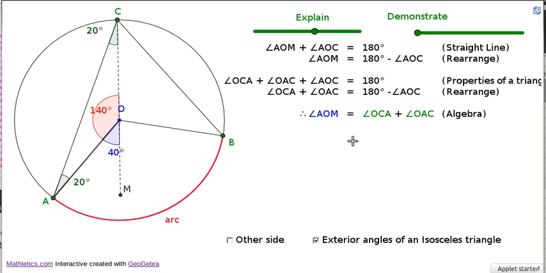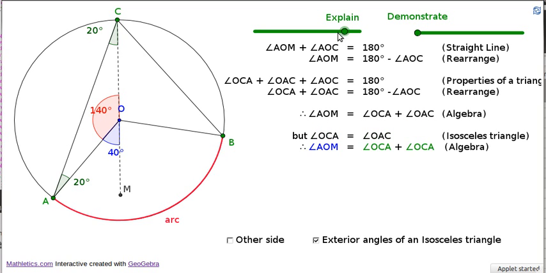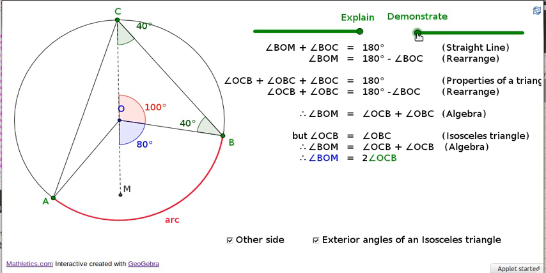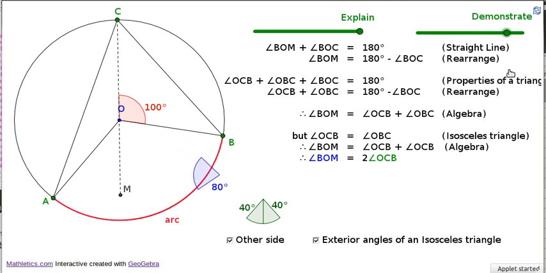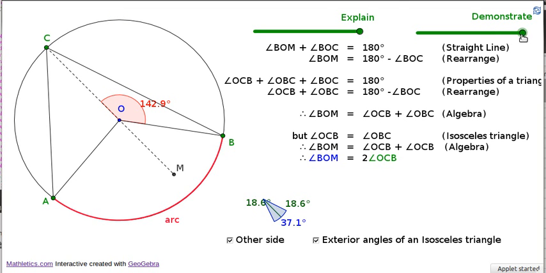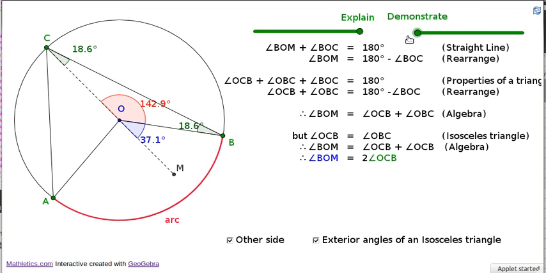So instead of writing OAC, you can say, well, those angles are the same, so you can write OAM is OCA plus OCA, or AOM is 2 OCA, and that holds on the other side as well. And you can demonstrate that by saying that 2 lots of those green angles is the same as that one, and it doesn't matter where you stick that. These angles will add up nicely.